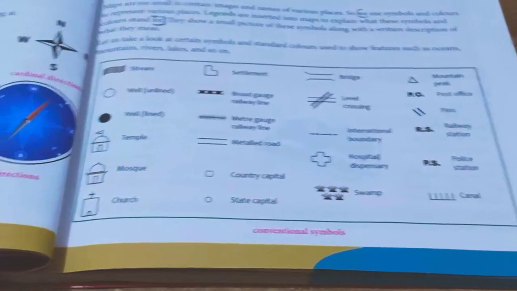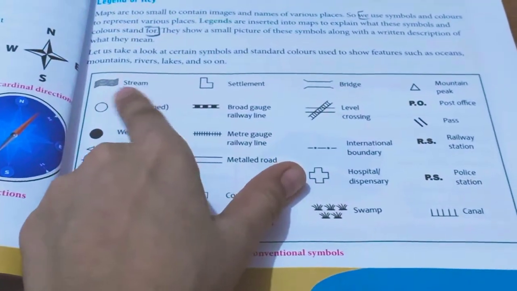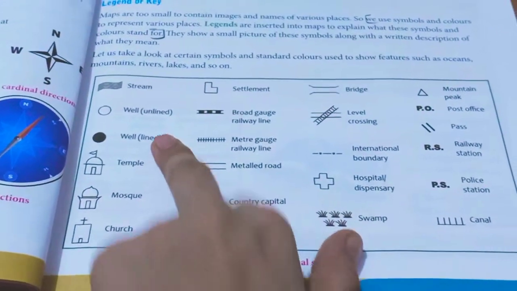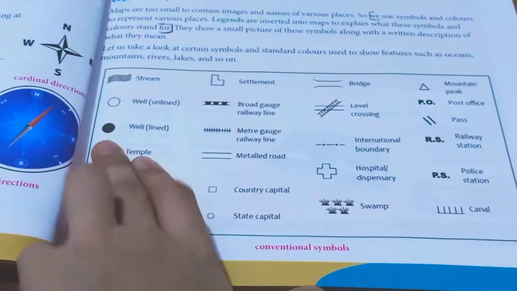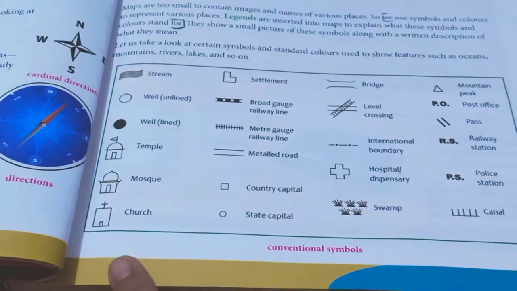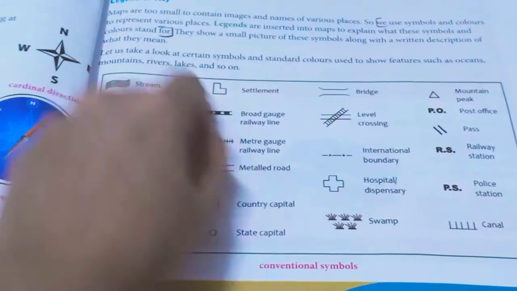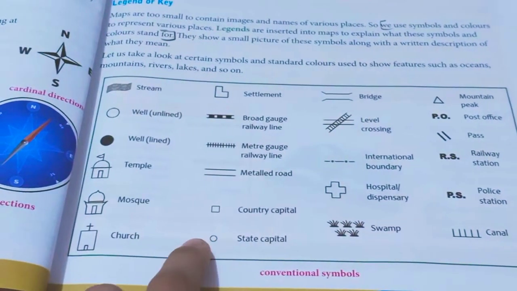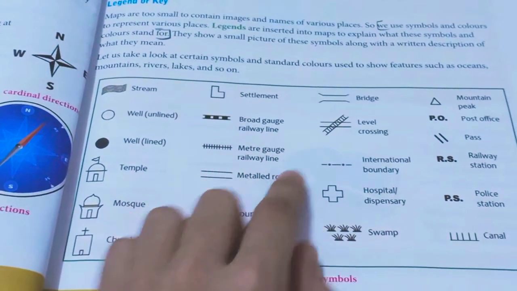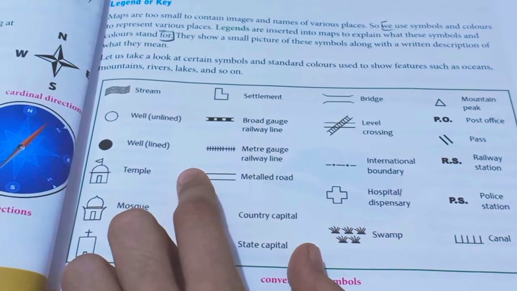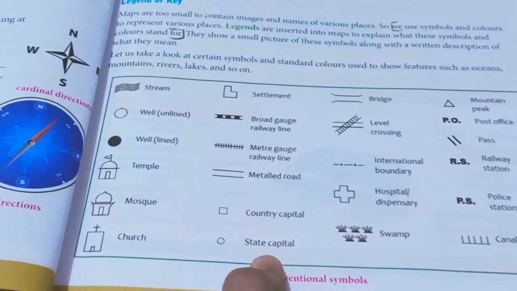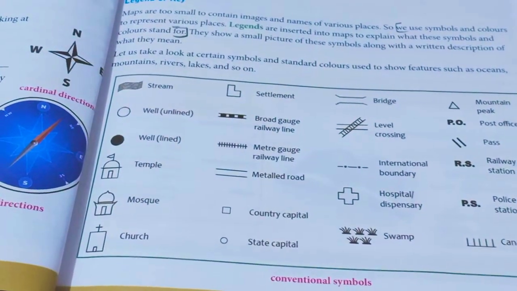Can you see the chart? These 4 lines are given for a stream. This circle is a well that is unlined. This dark circle is a well that is lined. We have temple, mosque, and church like this. Next we have settlement. Next we have broad gauge railway line, meter gauge railway line, metalled road, country capital, state capital, bridge, level crossing. So there are many symbols.